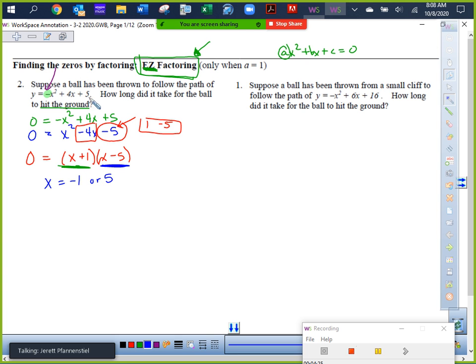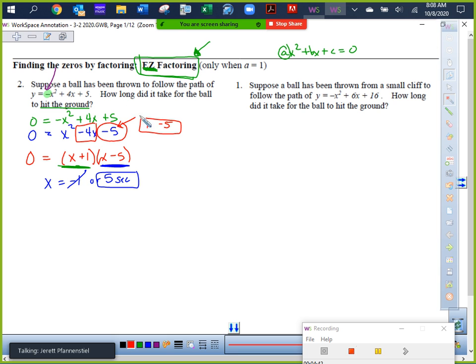Since it was a story, though, and they asked how long did it take for the ball to hit the ground, we have to see if these answers make sense or don't make sense. Do both of them make sense, or do we want to throw some of them away? Throw away the negative. That makes no sense. So we're going to say 5 seconds. It took 5 seconds for the ball to hit the ground.